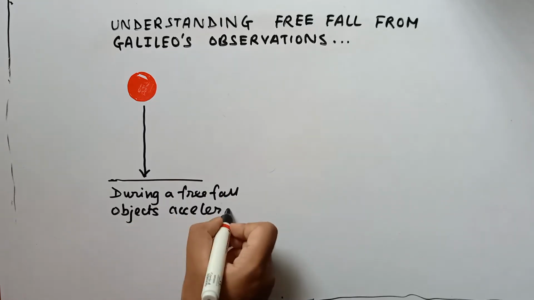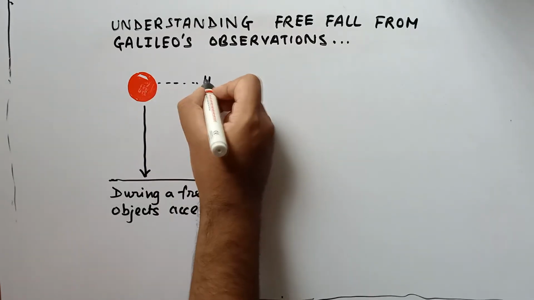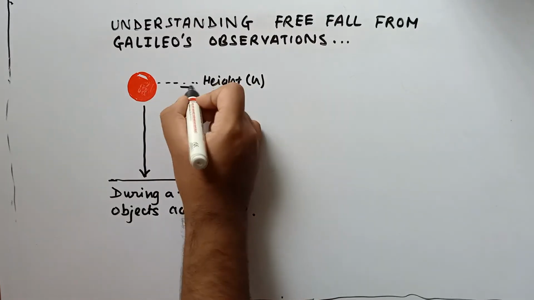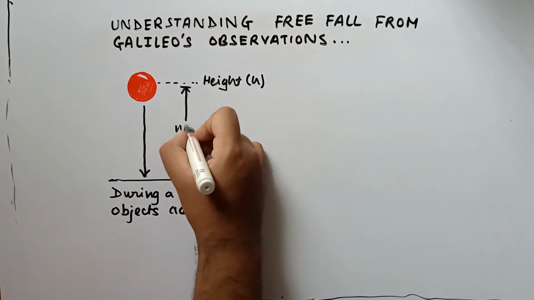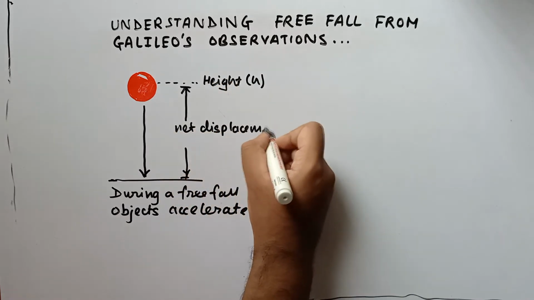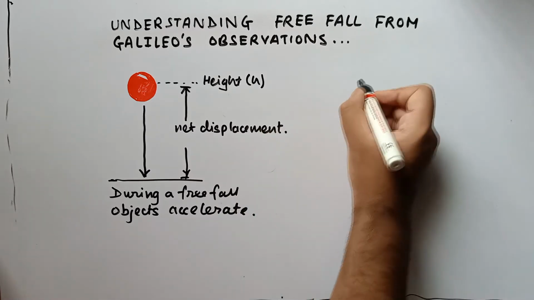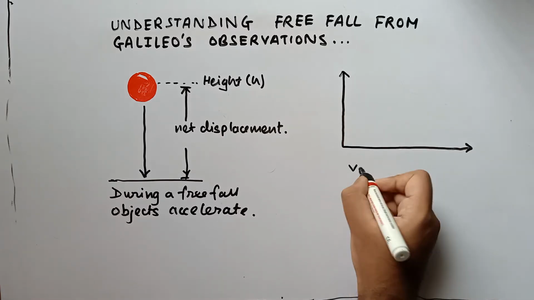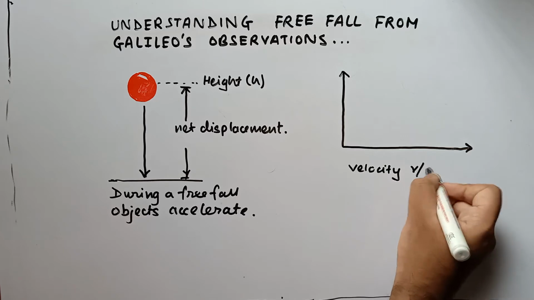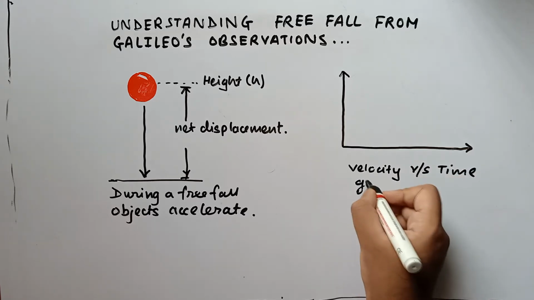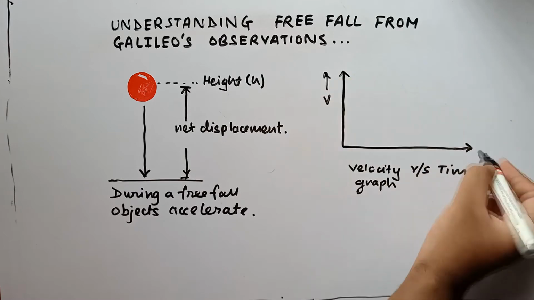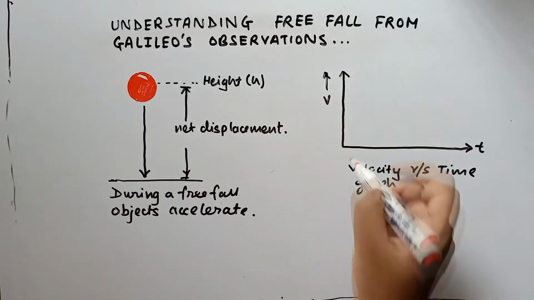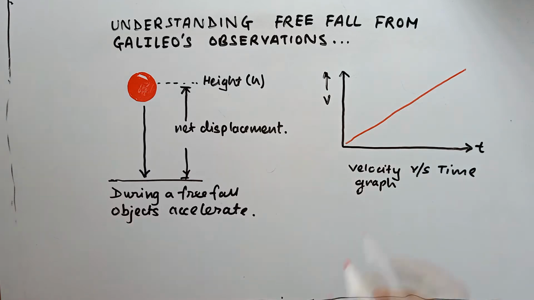That is, the velocity increases in respect to the time interval. Here it is the height, and this is the net displacement. And for this case, distance is equal to the displacement because the motion is in one direction. So if I represent it in a graph where velocity is a function of time, that is a velocity-time graph, we get a straight line passing through the origin. And if we calculate the slope of the graph, the slope of the graph gives us the acceleration of the ball.